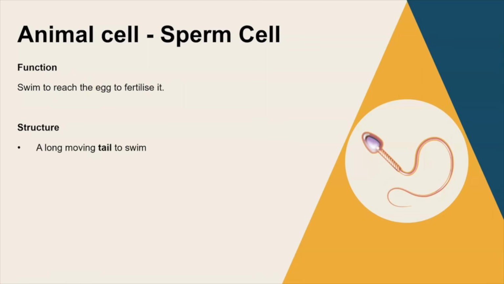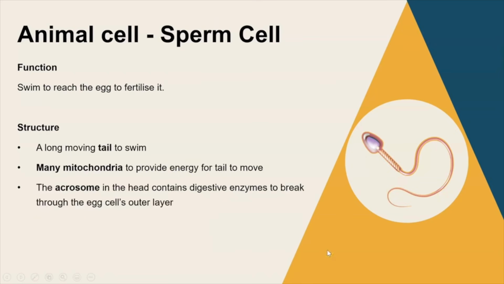So the structures that are in place are, first of all, we can see this long tail, and that will whip back and forth so that it can swim and move towards the egg cell. In the middle section, there's lots and lots of mitochondria, and that is so that energy can be released, and that energy is then used for the tail to move.